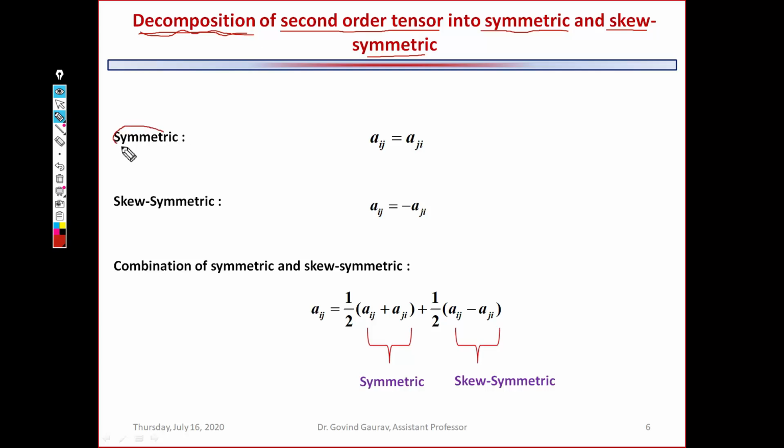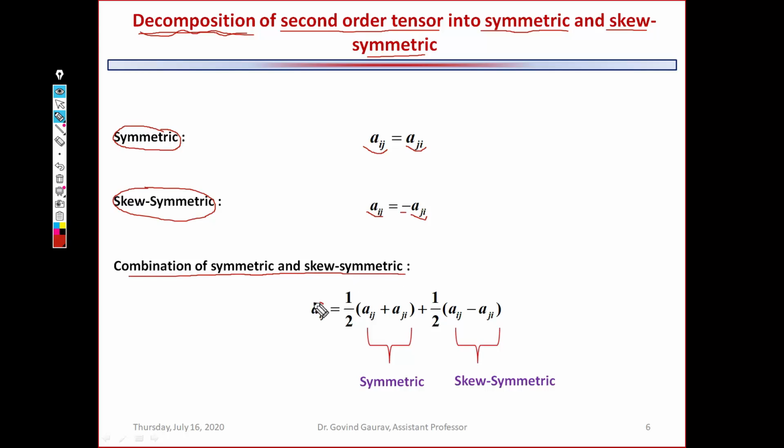We say that it is a symmetric part when aij is equal to aji. This part is known as the symmetric part. And the skew symmetric part is when a subscript ij is the negative of a subscript ji. Then this part is known as the skew symmetric part. So any matrix can be represented as a combination of the symmetric part as well as the skew symmetric part.